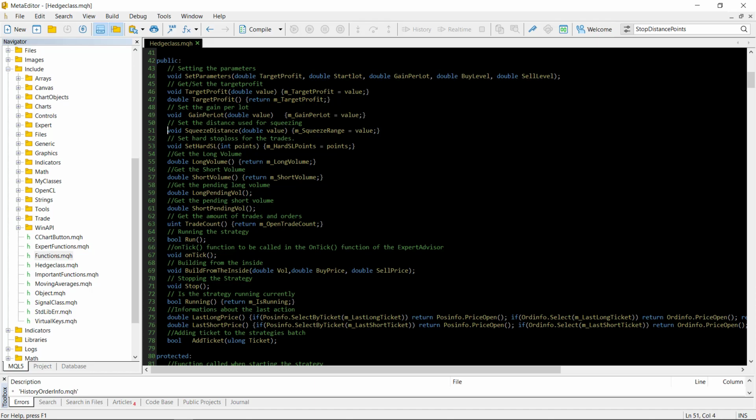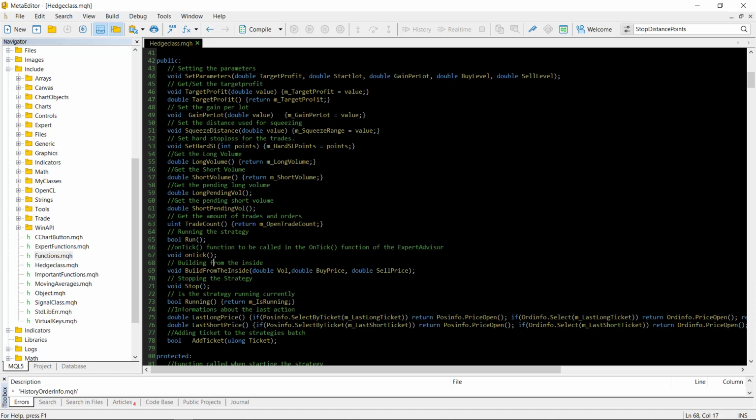Then there are the functions to get information. You can get the long volume or the short volume, the pending volumes, and the total amount of trades and orders. Then there is the run function, which, when called, will send the two orders and start the strategy. This only works if the parameters have already been set. Then there is the onTick function, which needs to be called on every tick.